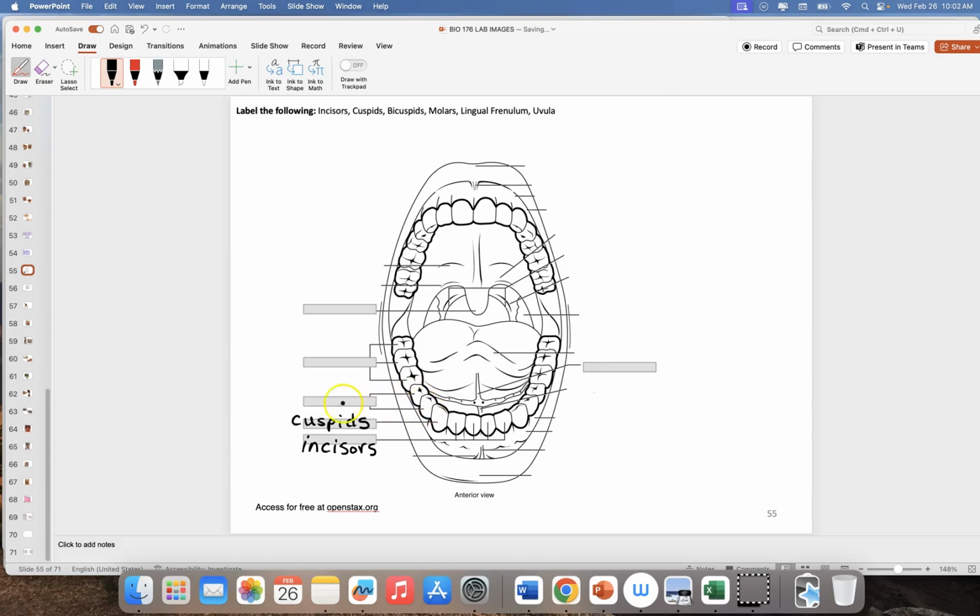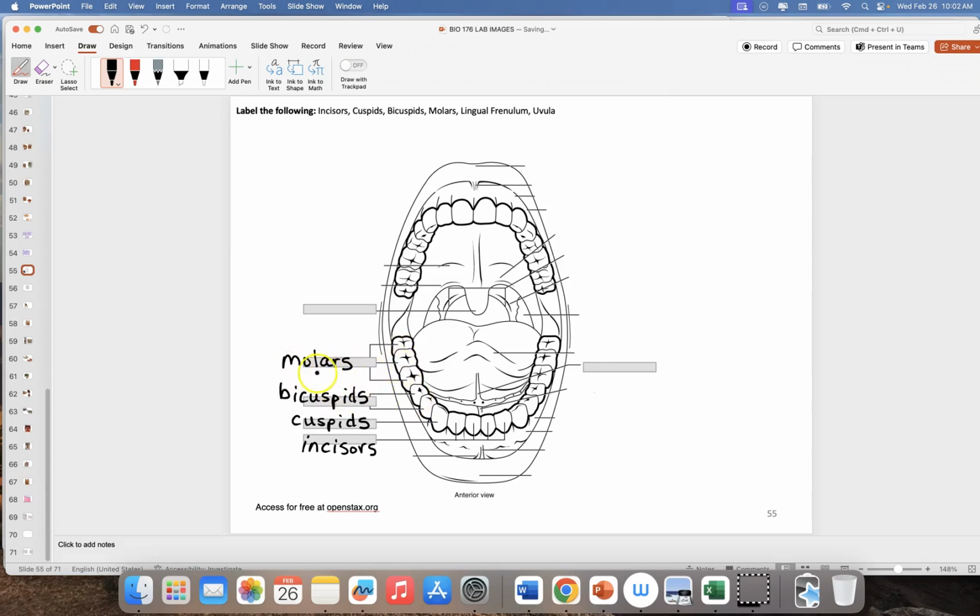And then next we have bicuspids. And when we are looking at the teeth and the models of the teeth in lab, we'll notice that the bicuspids, bi implies two. There's going to be two roots on those teeth. And then finally we have the molars. And sometimes the bicuspids are called the premolars because they come before the molars.